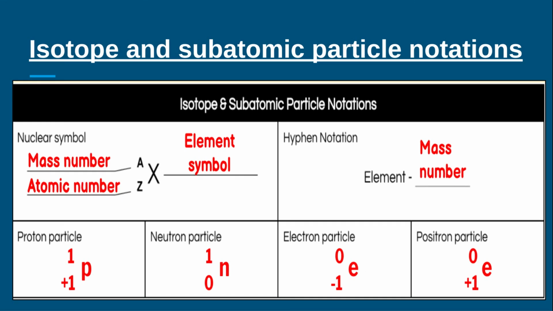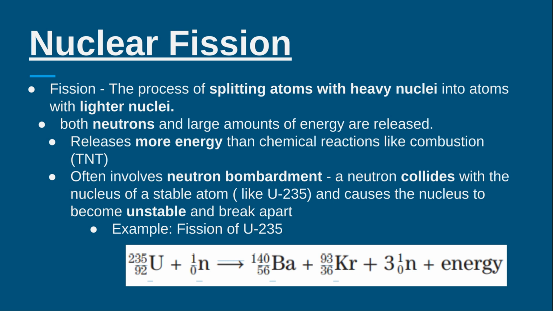Okay, I turned off my face so that you could see this better, and I said a P for a positron, and I meant an E. So fix that in your notes. Here we go, moving on.